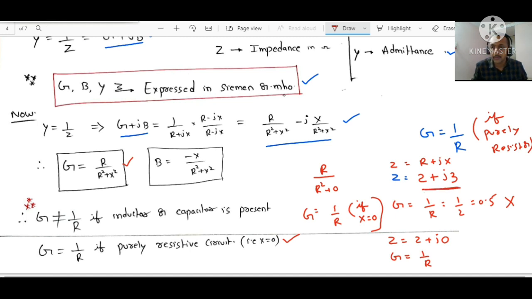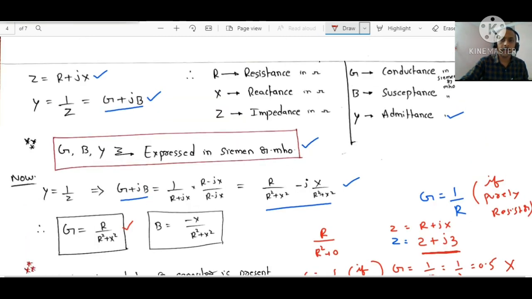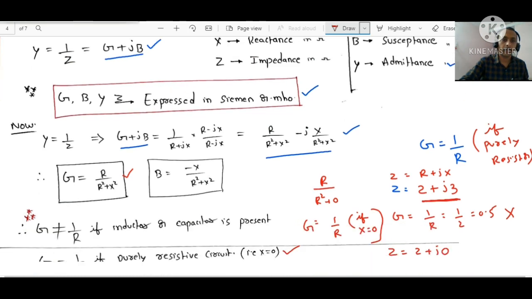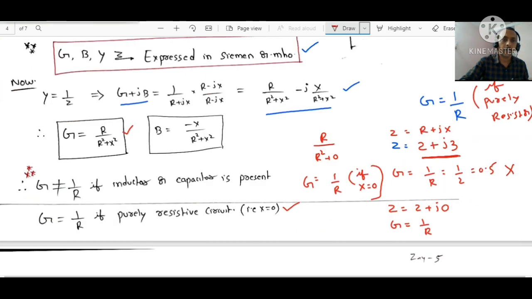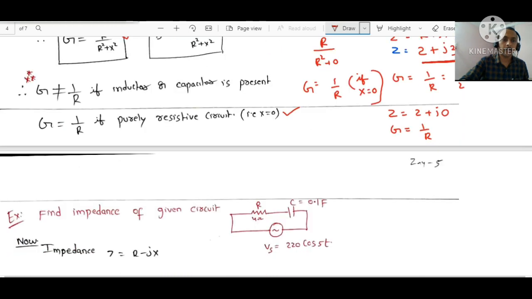In the problem 2 plus J3 is given. It is not purely resistive, so you cannot take 1 by 2, 0.5, this is wrong. So G equal to R divided by R square plus X square. Now B is common, minus X divided by R square plus X square. This is how to find out the conductance and susceptance if you know the value of impedance.